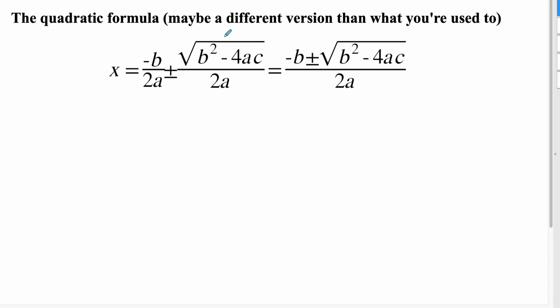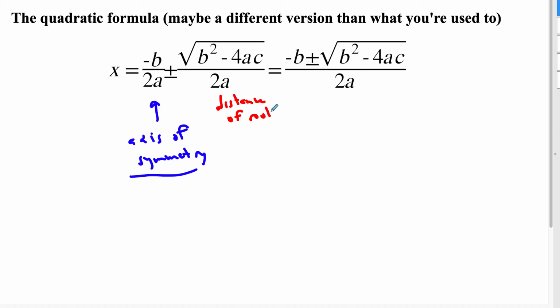Now, I prefer this separated, this split version. Notice that we have two terms here. This ends up being the axis of symmetry of the quadratic. This is kind of important and incredibly useful because if this is the axis of symmetry, it means that the plus or minus, this is the distance of the roots from the axis of symmetry.